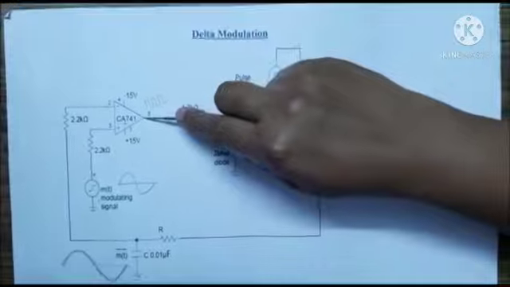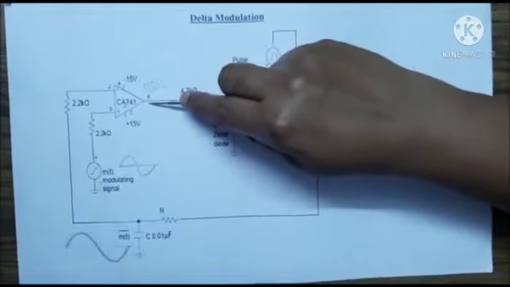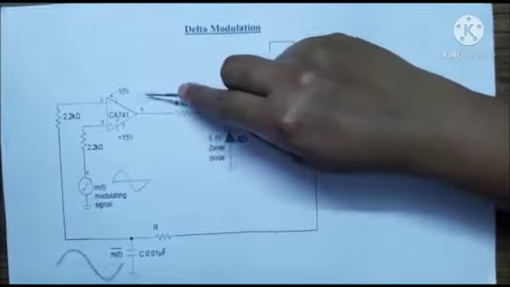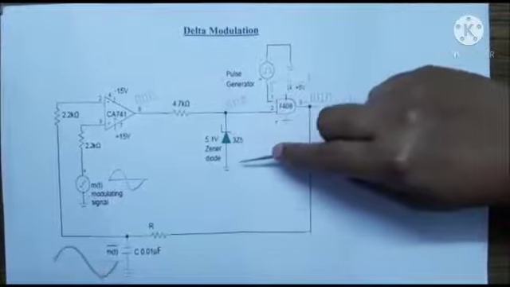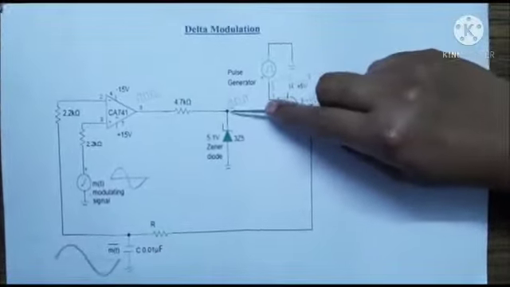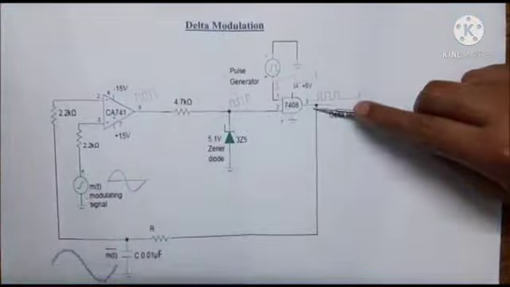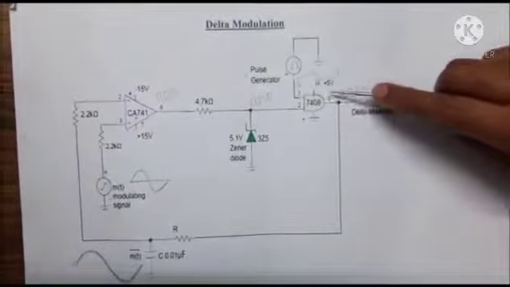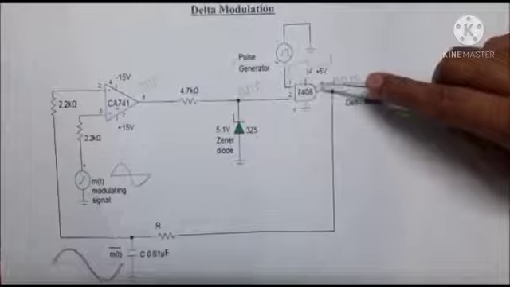So here we can observe the output of the comparator at this point. This output of the comparator is regulated by using the Zener diode. This is the voltage regulator. So the next is the product modulator. Here we are using the AND gate, that is the 7408 IC.